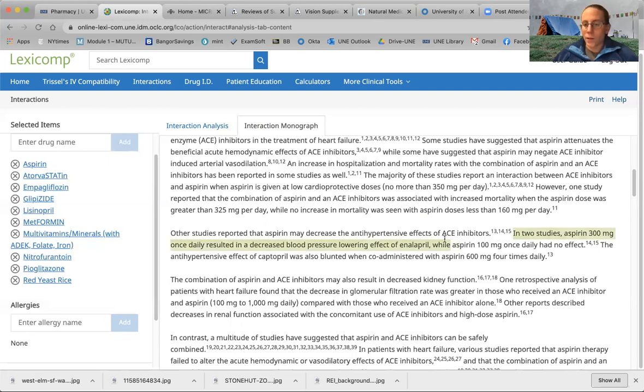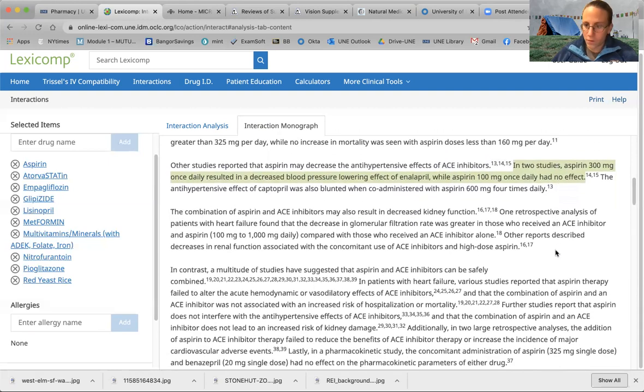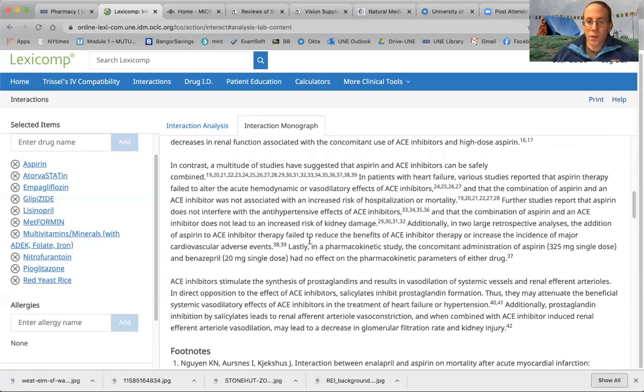So, in that scenario, in the antihypertensive effects, I'm looking at that study, and it was aspirin of 300 that resulted in a decrease in blood lowering effect versus aspirin 100 had no effect. So I'm not super concerned about aspirin impacting my blood pressure at a dose of 81. I'm also probably not that concerned about 81 milligrams of aspirin and an ACE inhibitor affecting renal function. But I'm just going to keep it in the back of my mind.